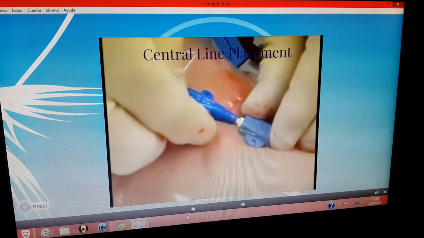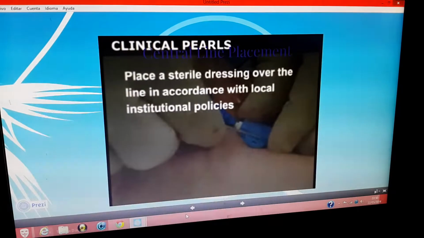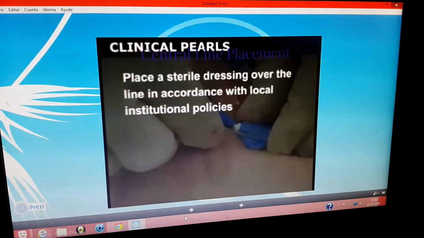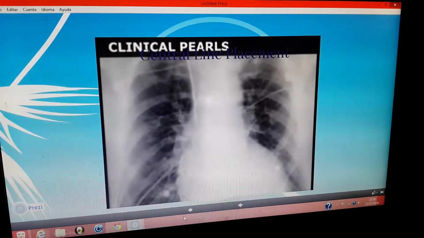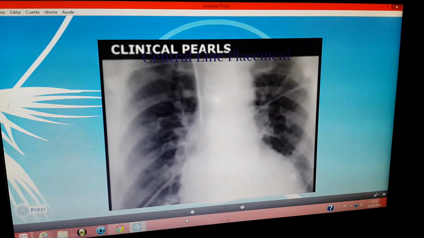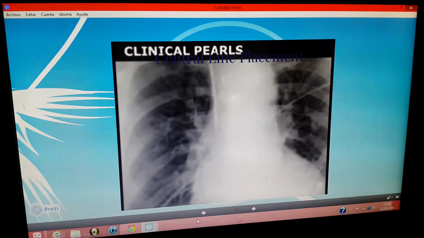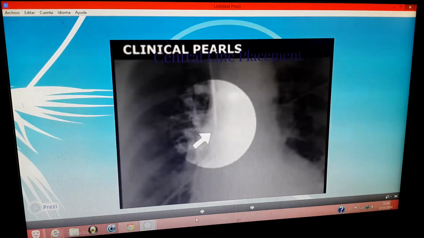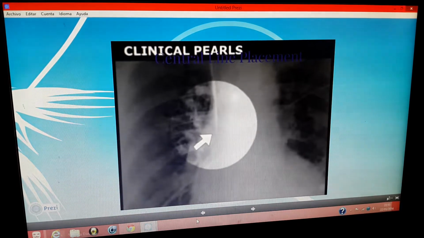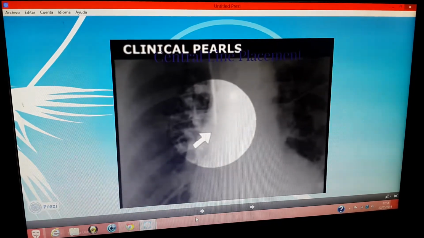Secure the line in place with a stitch and place a sterile dressing over the line in accordance with local institutional policies. A chest radiograph should be obtained after all internal jugular line insertions to assess for proper positioning of the catheter tip in the superior vena cava and to evaluate for iatrogenic pneumothorax.